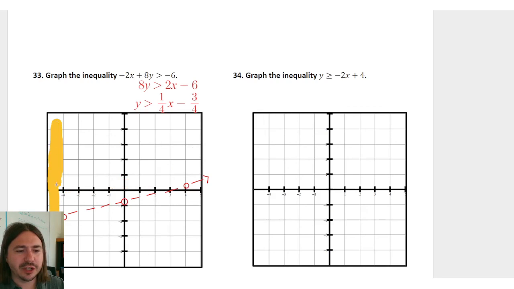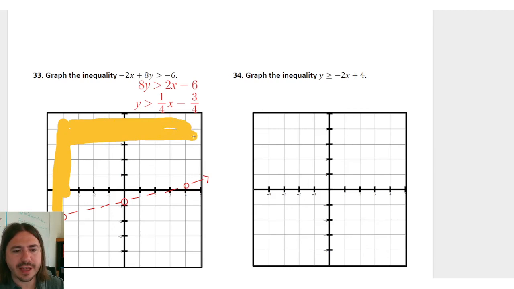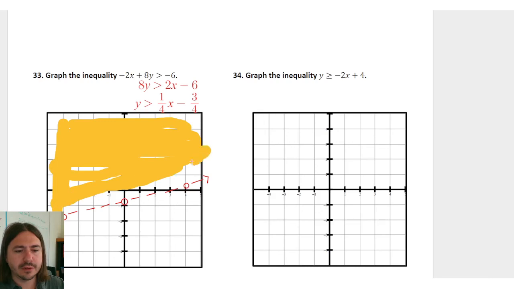Okay, so we're going to shade above, so all this should be shaded in. And what this is saying is that all the points in this region will be solutions to the inequality, meaning they will satisfy or make that statement true. All right, so just shade the best you can here. You don't have to get every little square inch of this thing covered, just enough to clearly show what you're trying to communicate.